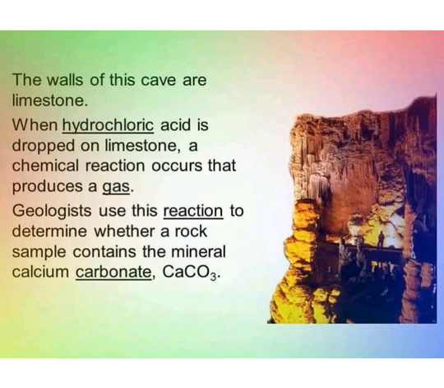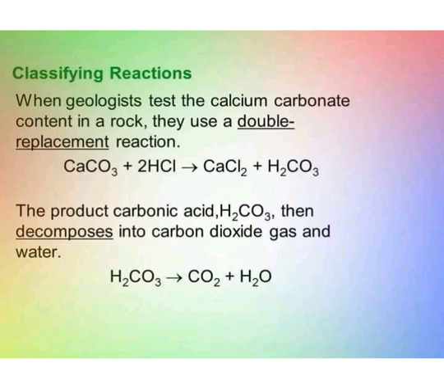The walls of this cave are limestone. When hydrochloric acid is dropped on limestone, a chemical reaction occurs that produces a gas. Geologists use this reaction to determine whether a rock sample contains the mineral calcium carbonate. When geologists test the calcium carbonate content in a rock, they use a double replacement reaction. When calcium carbonate reacts with acid, carbonic acid is produced. The product carbonic acid then decomposes into carbon dioxide gas and water.